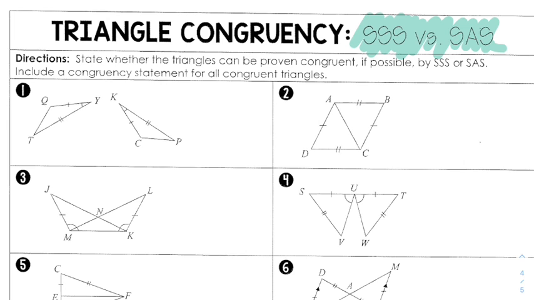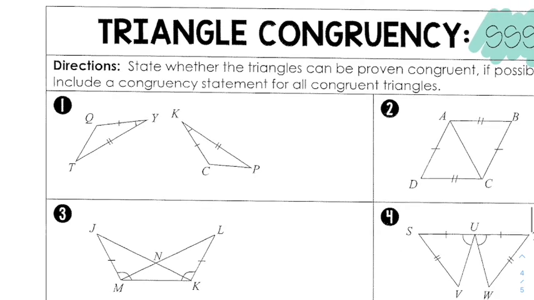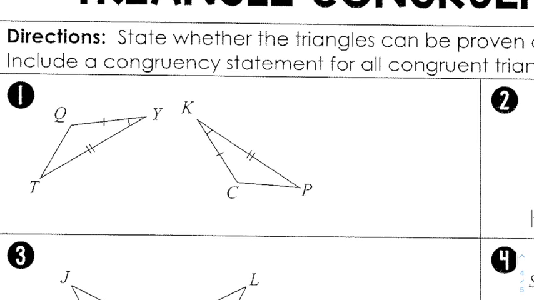So our directions say, state whether the triangles can be proven congruent, if possible, by side, side, side, or side, angle, side. And we're to include a congruency statement for all congruent triangles. So let's start with number 1. As you can see, it's given me some information by the marks on the triangle, okay? So what is the first thing that you see is congruent?